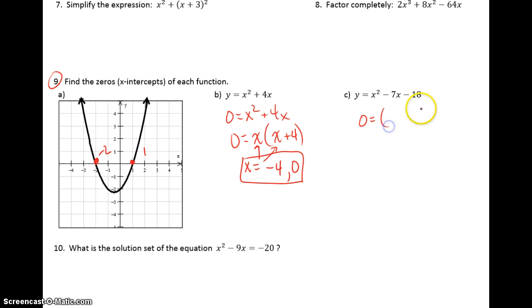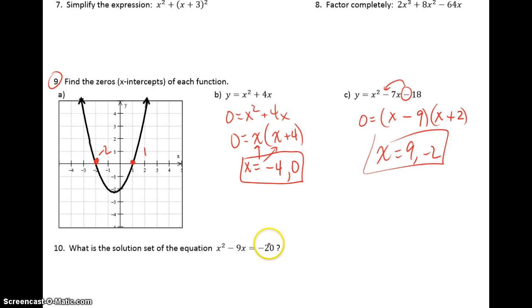There's another one. What times what is 18? 9 and 2. The signs are different. There's a negative in the middle, so the bigger number gets the negative sign. Let's just solve it. I'm trying to get 0, so what can I plug in? 9 and negative 2.